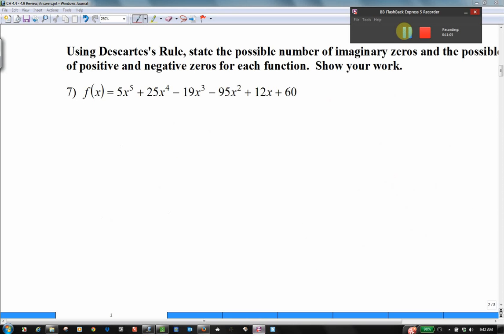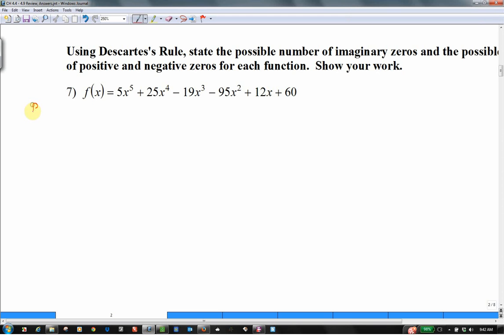Okay, the next one, it says using Descartes' rule, we're going to figure out what kind of possible answers I can have regarding positive real roots, negative real roots, and imaginary roots. So to find the positive real roots, we're going to look and see how many sign changes we have in the original expression or equation. So I have a plus out here. Don't forget that's a plus.